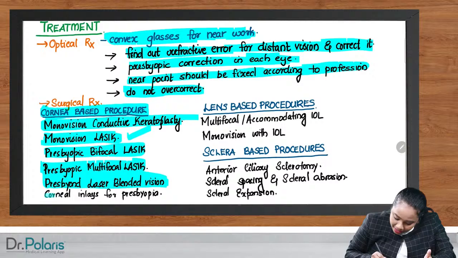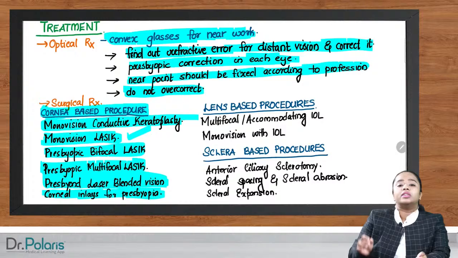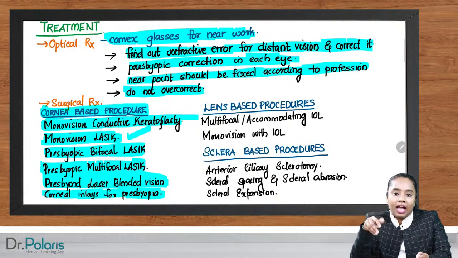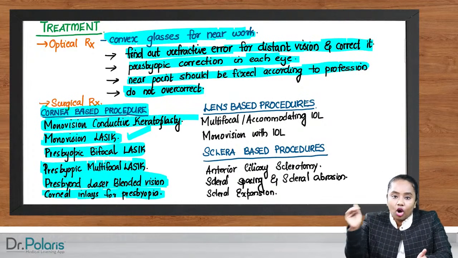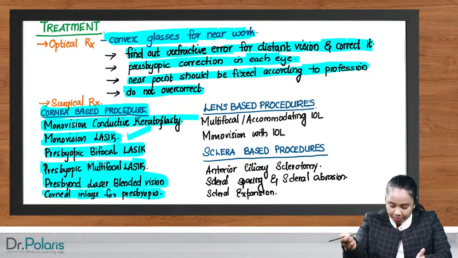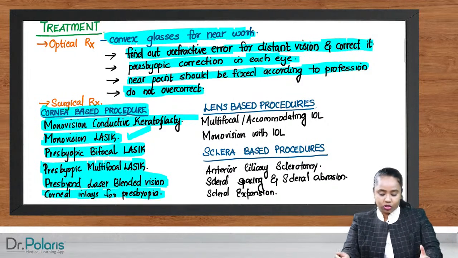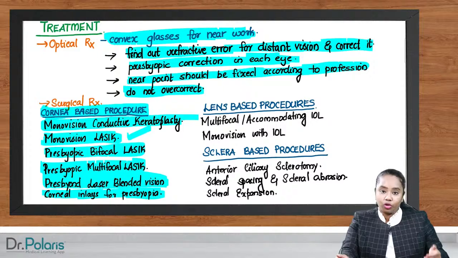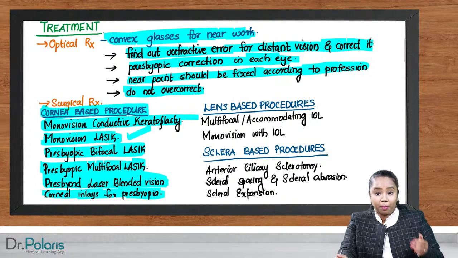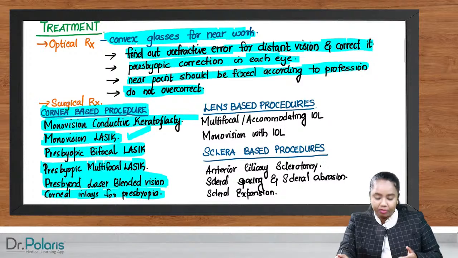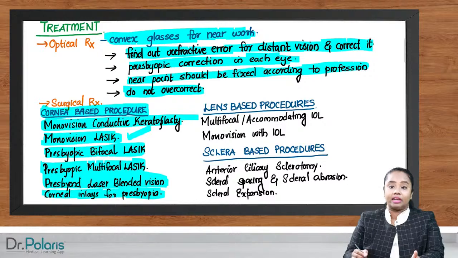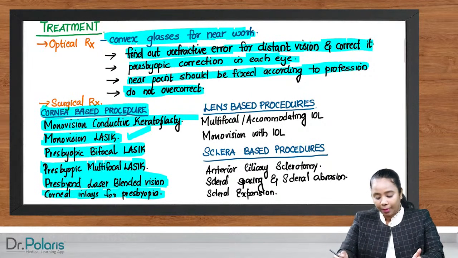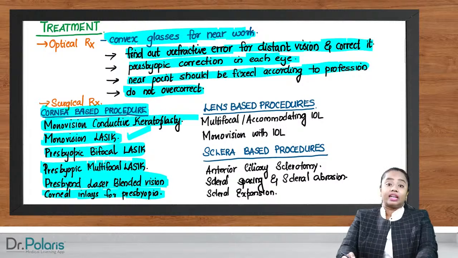The next one is placing corneal inlays for presbyopia. Here what we do is we create small pockets in the cornea and we put corneal inlays. Corneal inlays are nothing but implants. You put small implants in these corneal pockets, which are created using a laser. So that is basically cornea based procedures: monovision conductive keratoplasty, monovision LASIK, presbyopic bifocal LASIK and presbyopic multifocal LASIK, presbyomed laser blended vision as well as corneal inlays for presbyopia. Now let us see what is done in the lens.